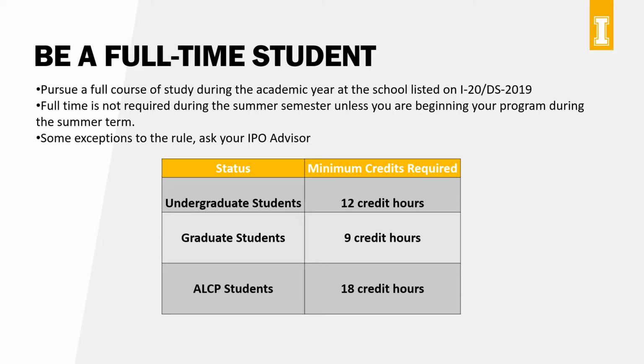Full-time enrollment is not required during this summer semester unless you are a new student beginning your program during the summer term. There are some exceptions to this rule. However, you must request a reduced course load and receive approval from your IPO advisor before dropping below the full-time requirement.